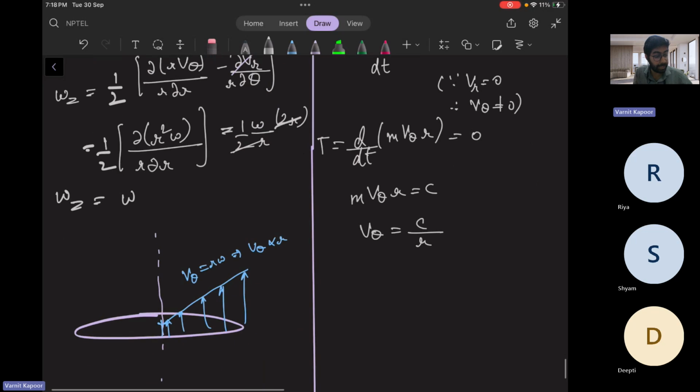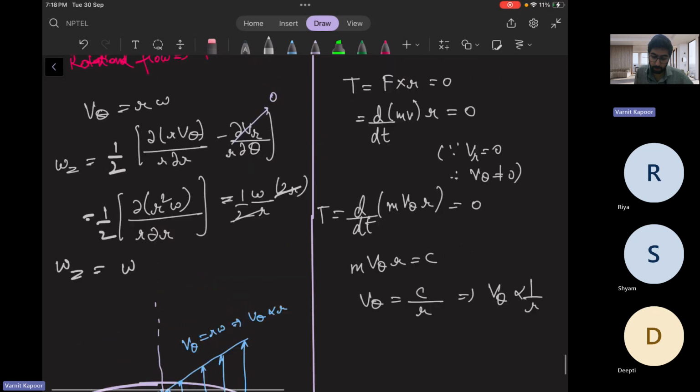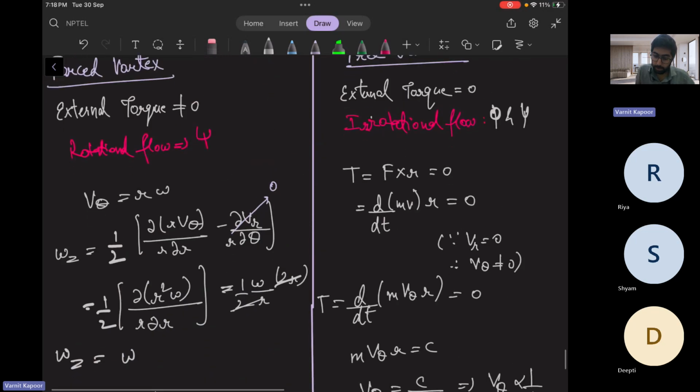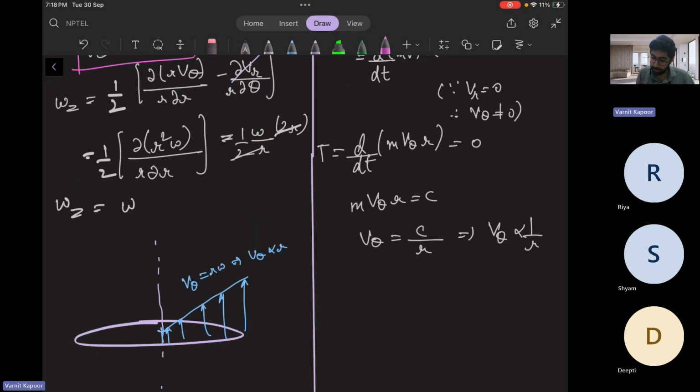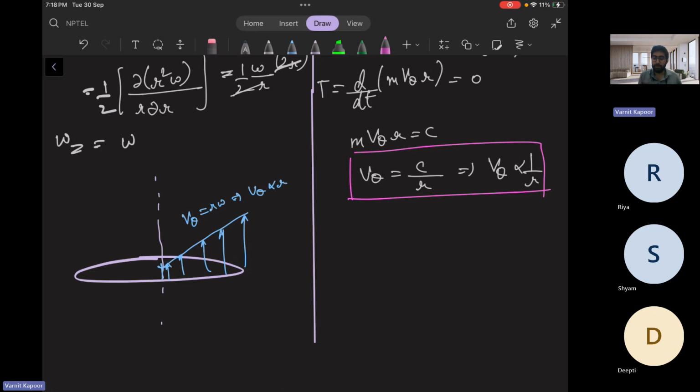So that means my v theta is inversely proportional to r. Yeah, v theta is inversely proportional to r in our scenario, right? Earlier my v theta was directly proportional to r, but here my v theta is inversely proportional to r. So this is something like v theta into r is constant. It's a hyperbolic scenario, hyperbolic.